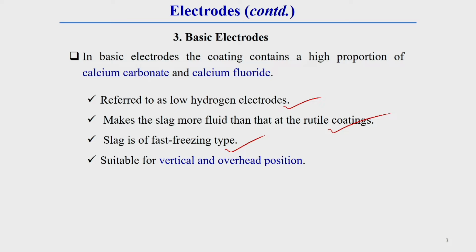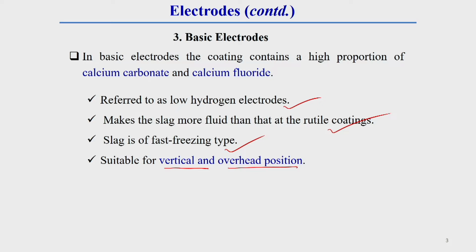Due to this fast freezing characteristic, this type of electrode is suitable for vertical and overhead positions. You have observed that other electrodes are also able to do positional welding, like the cellulosic.